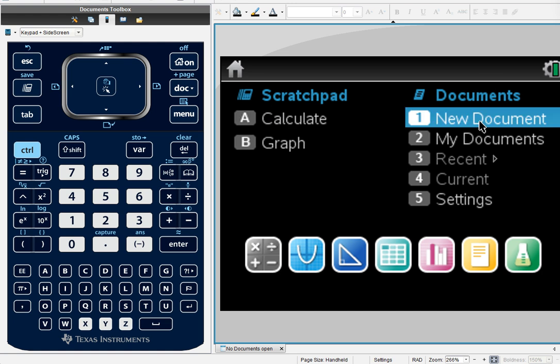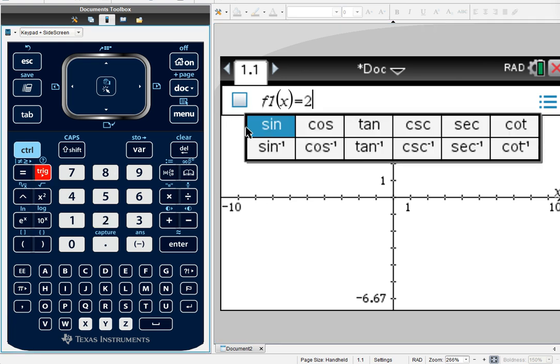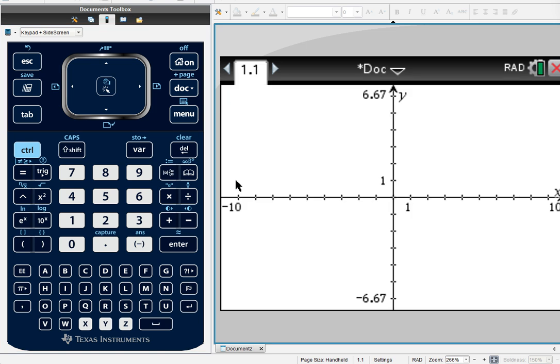So new document, add graphs, and then f of x1 equals 2 sine. Hit the trig button for sine. If you want to write it as a fraction, you can hit the fraction button here. Oops, go back to tab here.